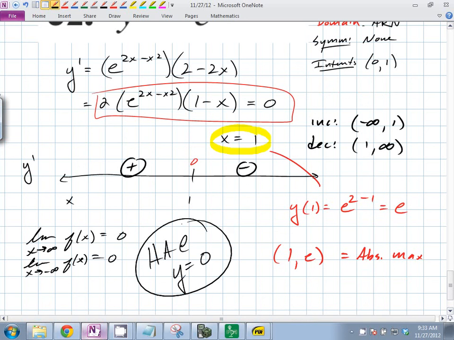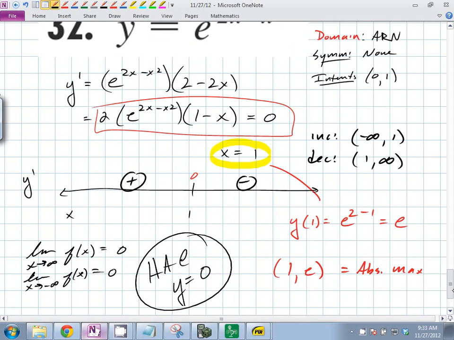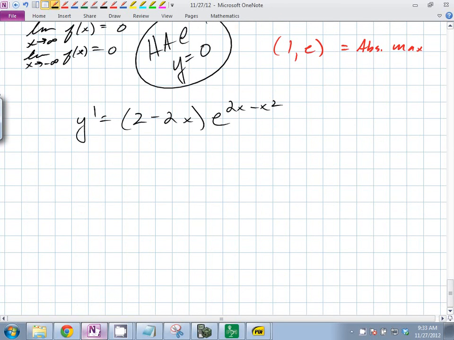Correct. This is where it gets a little bit more fun. So we have y prime is equal to 2 minus 2x times e to the 2x minus x squared. Let's do the derivative, but let's use the product rule. Here's the first function, and here's the second. Oh, the value for the absolute maximum is e to the 1, because it's 2 minus 1. You plug in 1 into this. What is it? It's 1. Oh, no. 2 minus 1.